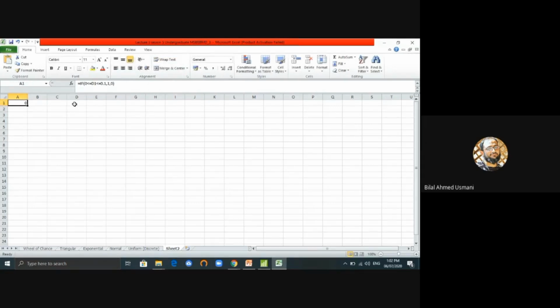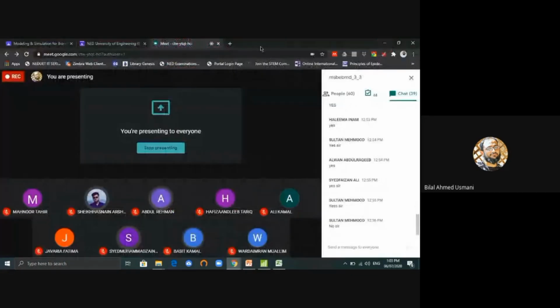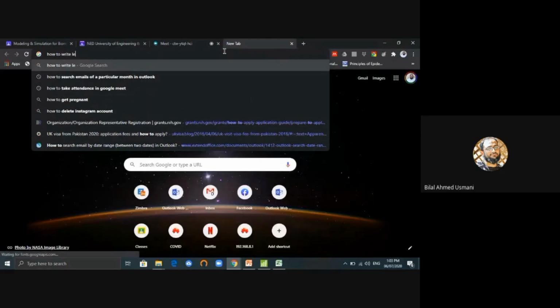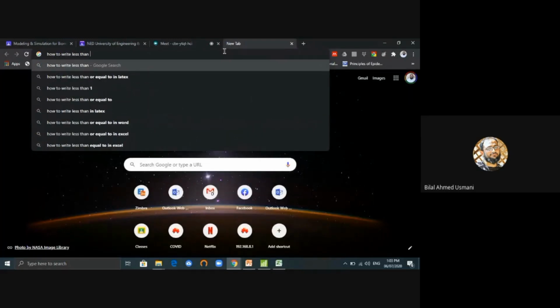Okay, it will return 0 because D1 is 0. So what is the test? If D1 is between 0 and 0.1, return 1, otherwise 0. How to write less than or equal to in Excel? Now, these are the cons of using a lot of MATLAB and R. I forget Excel.